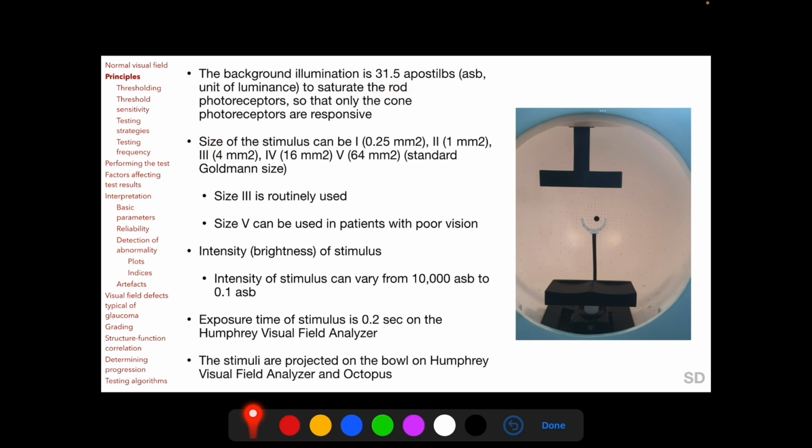Size of the stimulus can vary from 0.25 square millimeters to 64 square millimeters, and the size 3 stimulus, which is 4 square millimeters in area, is routinely used. Size 5 stimulus can be used in patients with poor vision. Intensity or brightness of the stimulus can vary from 10,000 apostilbs to 0.1 apostilbs, and the exposure time of the stimulus is 0.2 seconds on the Humphrey visual field analyzer.